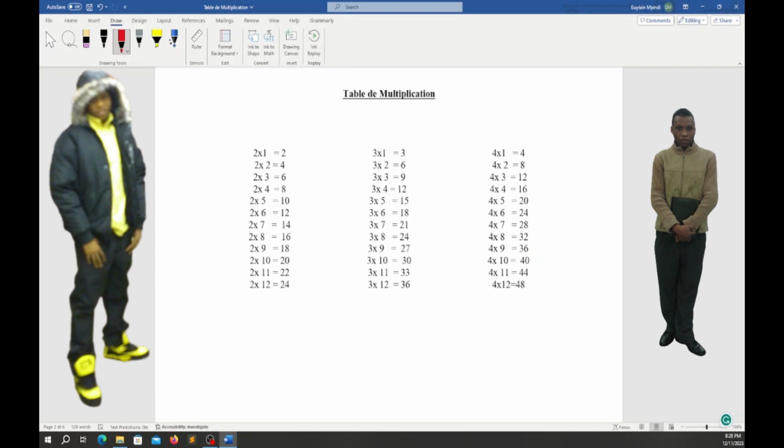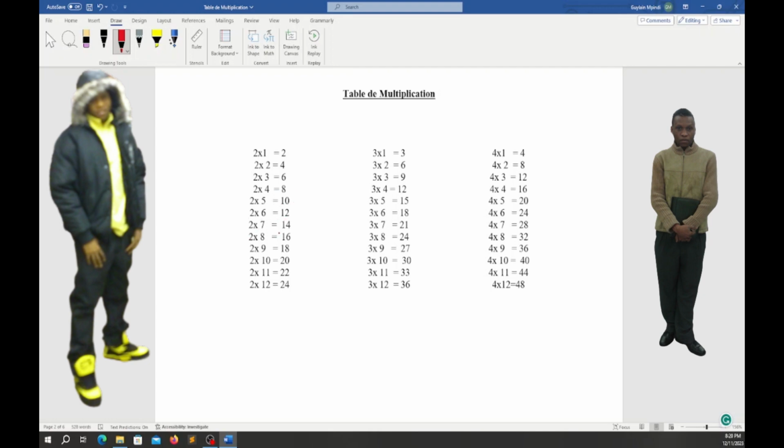so now we're going to look at how we multiply the numbers, okay? So in French, 2 multiplié par 1, égale 2. 2 multiplié par 2 égale 4. 2 multiplié par 3 égale 6. 2 multiplié par 4 égale 8. 2 multiplié par 5 égale 10. 2 multiplié par 6 égale 12.